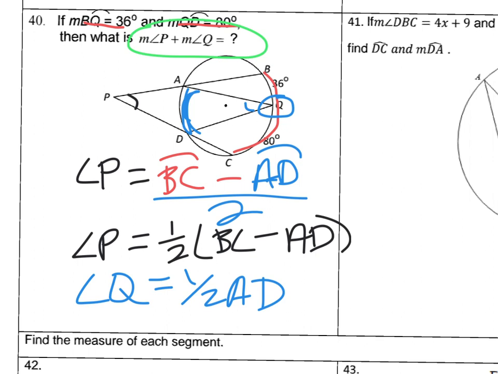Well, to get that, I'm just going to substitute what I know for each one. So I know angle P is half of BC. And I can find that arc because they gave me the 36 and the 80. So I'm doing half of that right there, and that would be our measure of our angle Q. I don't think I gave the final answer. I just said this is how you would get to it.